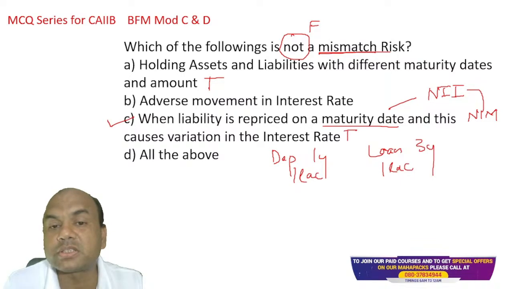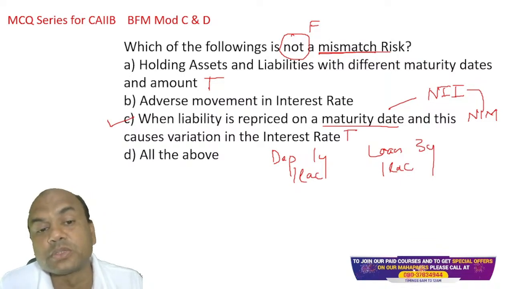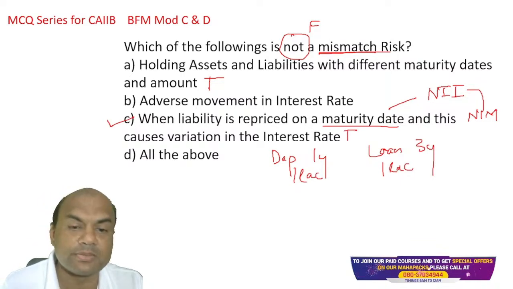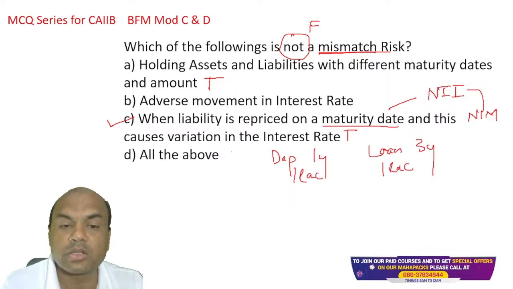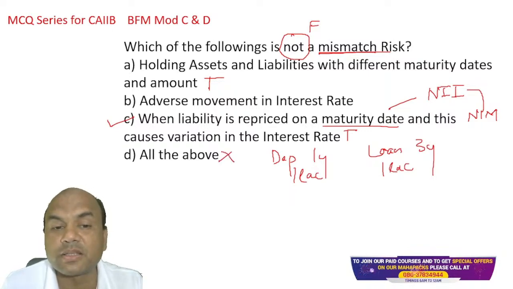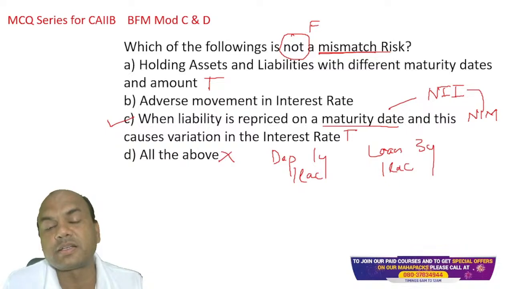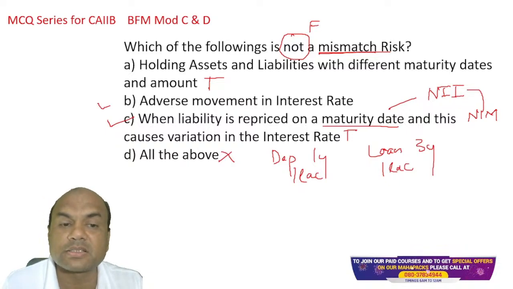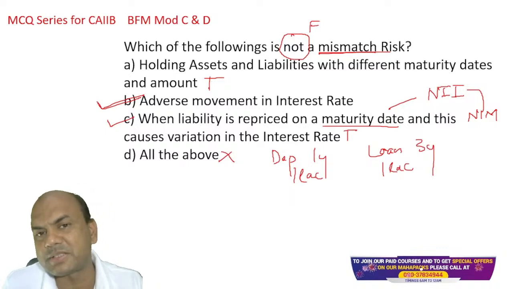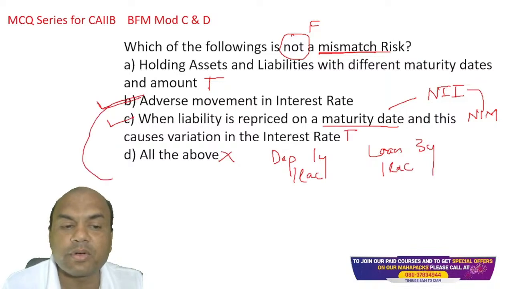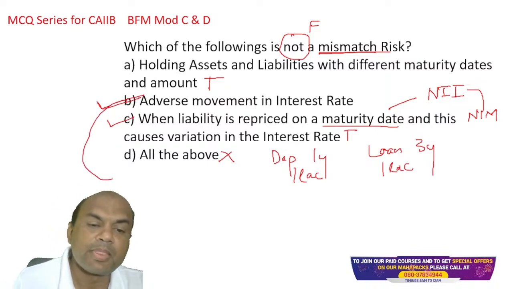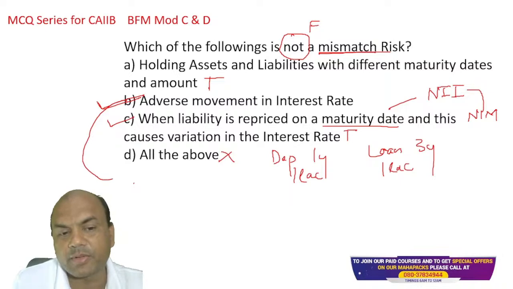But I want false. So now we have to check the closest false. All of the above is not possible because these are mismatch risks. So A and B are the mismatch risks, so all of the above is gone. Which is the nearest one? Adverse movement in the interest rates. So this is not the mismatch risk. Now what is the logic behind this? You will say, sir, it can be the mismatch risk. Yeah, I have told you it can be. But I'll tell you how to explain this. See this. If loan, look at this, everyone pay attention.